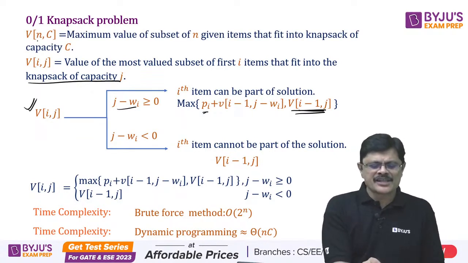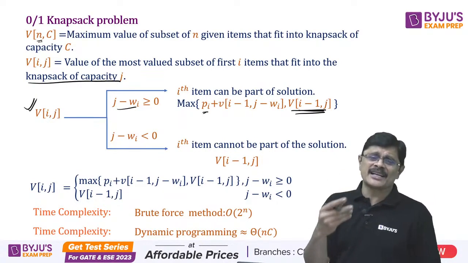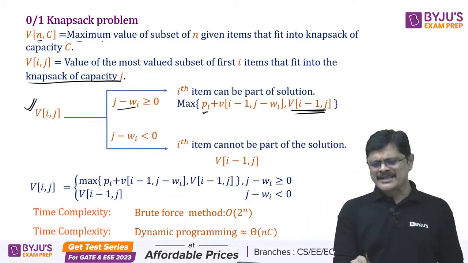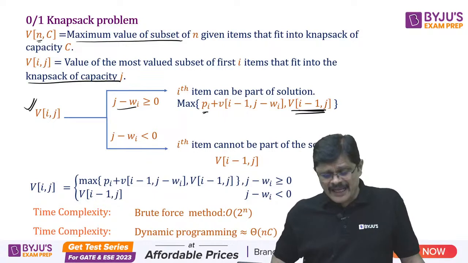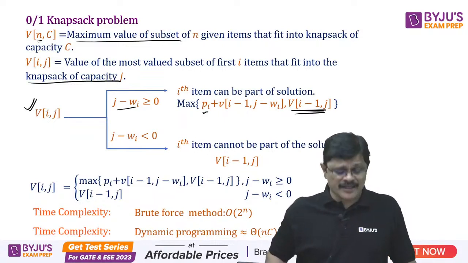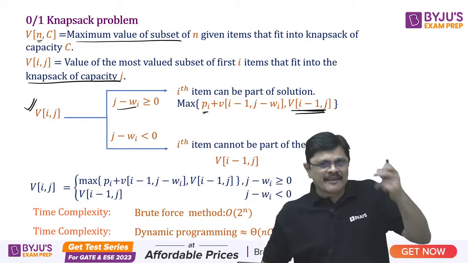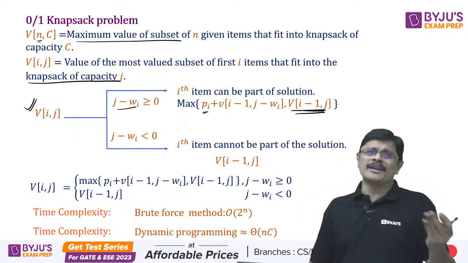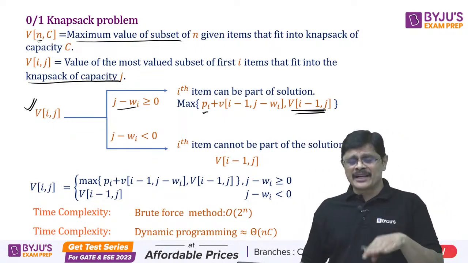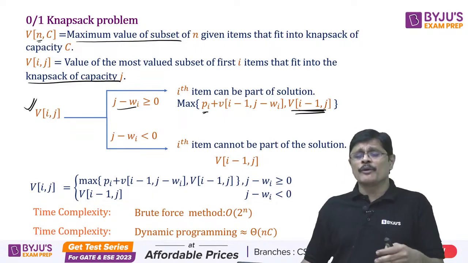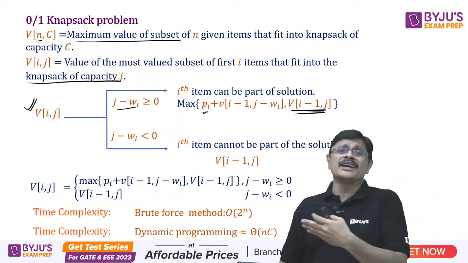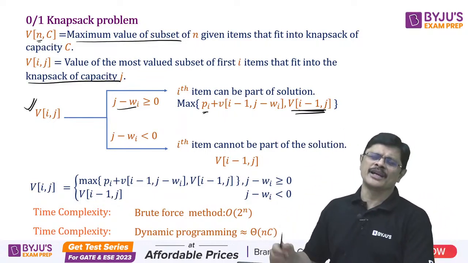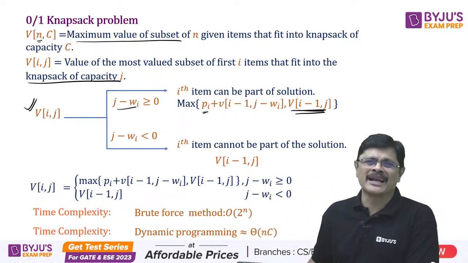Generally, n items are there and C is the capacity. Some people write W for that, as you wish. The goal is the maximum value of a subset of the n given items that can fit into a knapsack of capacity C. There is a difference between the knapsack problem which we do under greedy algorithms and this one, because the 0-1 knapsack problem cannot be solved using the greedy method, my dear friends. So for that we have to use either this method or branch and bound.